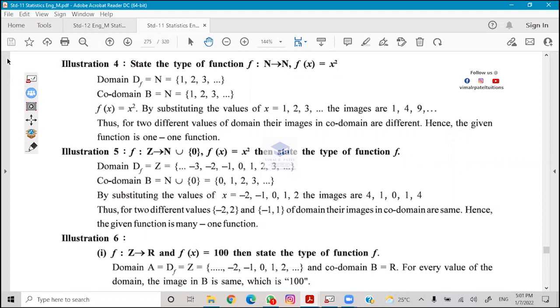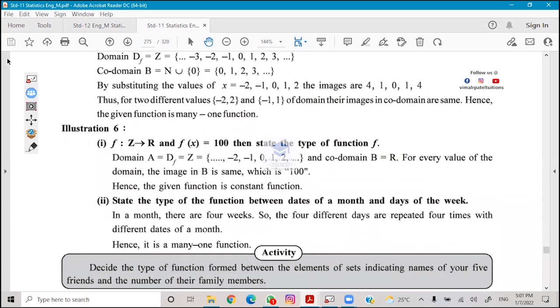f is a function from Z to R and f of x is equal to 100. So this is constant function. For any value of x, it is going to be 100, because you cannot replace x. So f0, f1, f2, f3, f of minus 1, f of minus 8, f of minus 9, whichever value you take, it is going to be 100. So this is called constant function.